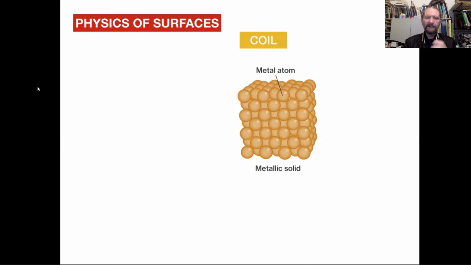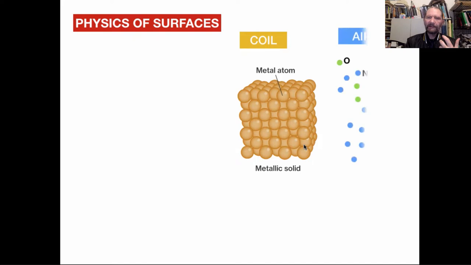Here we have a coil, and at the fundamental level, at the level of atoms and molecules, you can see that the atoms are very tightly packed, right? They are bound by intermolecular forces. If you take an atom here, it will be surrounded by many other atoms, so their mobility is very limited. Now, near the surface, the atoms are less bound to other atoms, so atoms in the surface have more mobility.